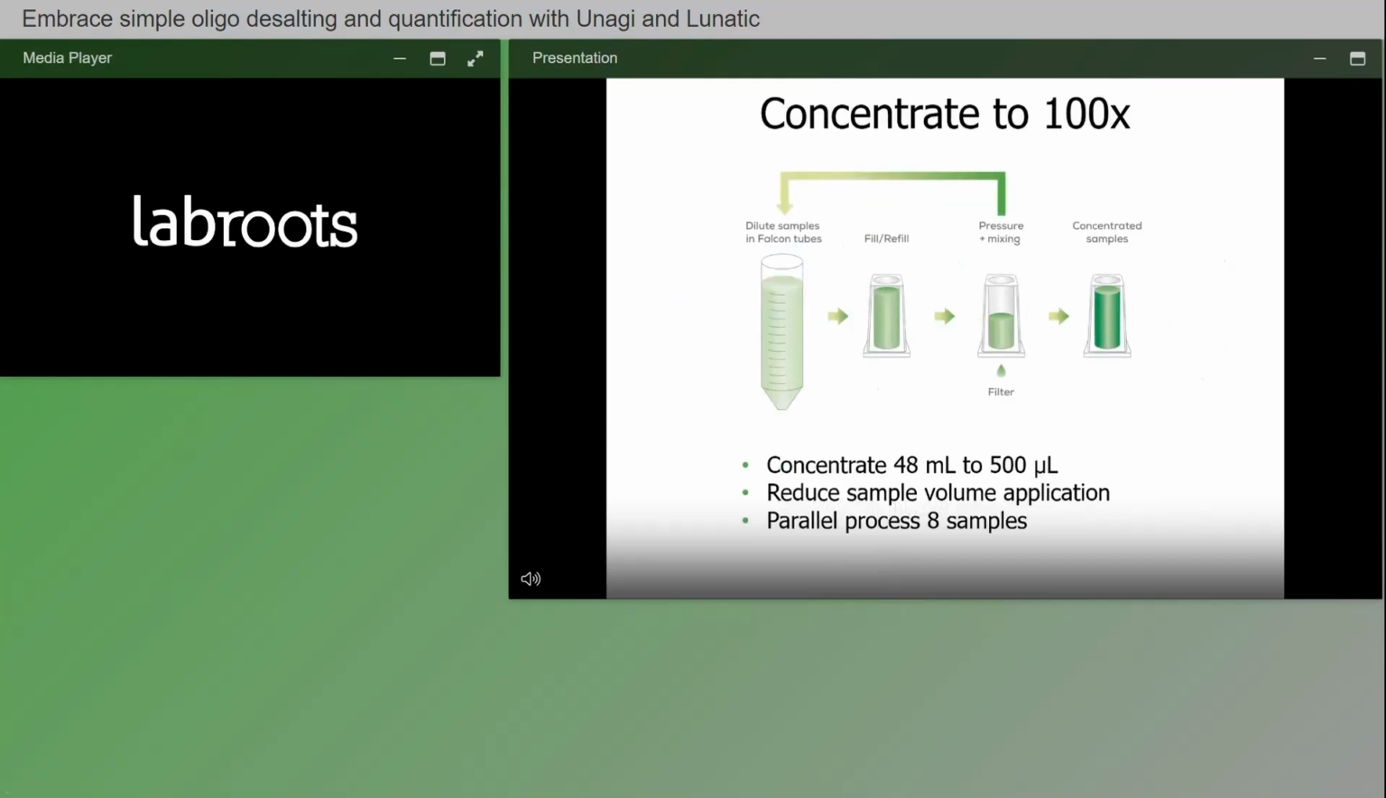Unagi allows you to end up with a sample that's concentrated up to 100x what you started with. The way that we'll do that kind of run is by starting with sample in Falcon tubes. That can be your dilute sample. Unagi will take care of filling or refilling the UNAs during a run of concentration. And then as it applies pressure, it's pushing that extra liquid out through the bottom and adding more dilute sample in and repeating until you end up with your concentrated sample, which is something you can go from 48 mLs of total sample up to 500 microliters. This is our reduced sample volume application. We can do this in parallel for up to 8 samples.